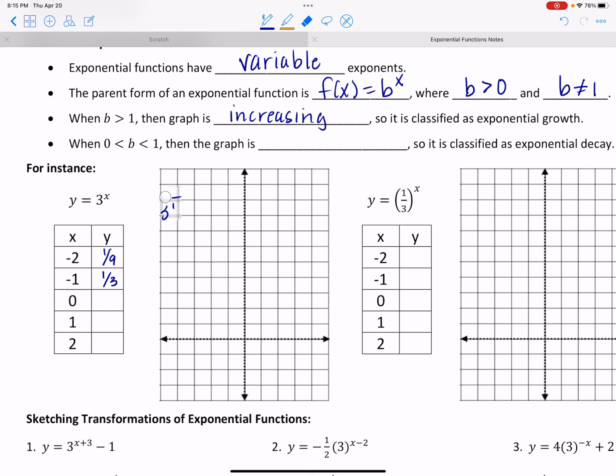Anything raised to the power of 0 is 1. 3 to the first would be 3. 3 squared is going to be 9. And again, we're going to capture here the essence of the exponential, which is hopefully a picture you already know. So at negative 2, our graph is really low down here. It's up a little higher at negative 1. Anything to the power of 0 is 1. 3 to the first is 3, and then 3 squared makes 9.